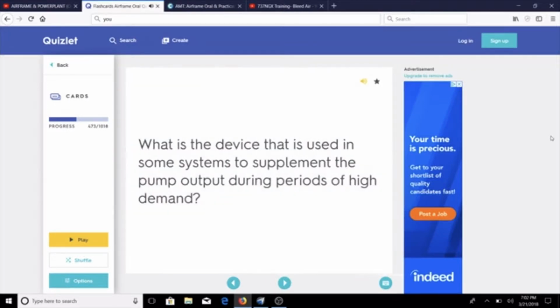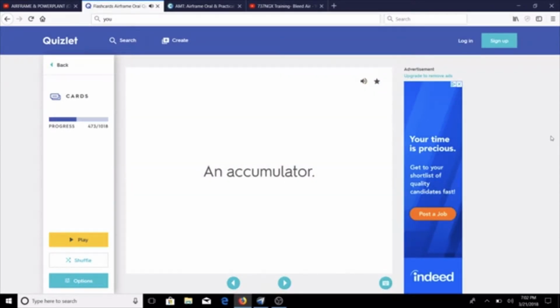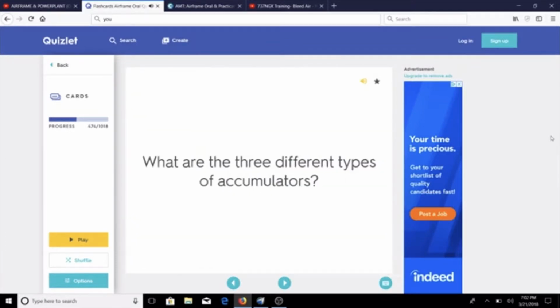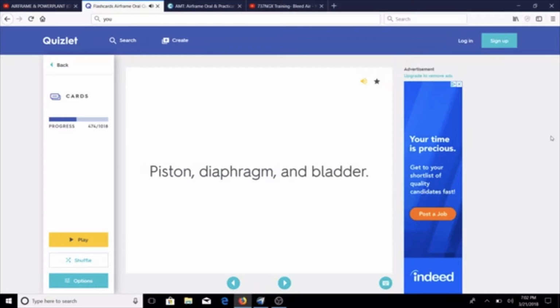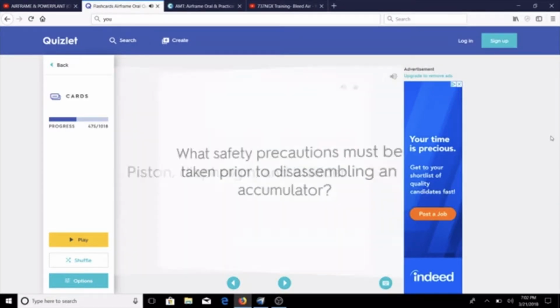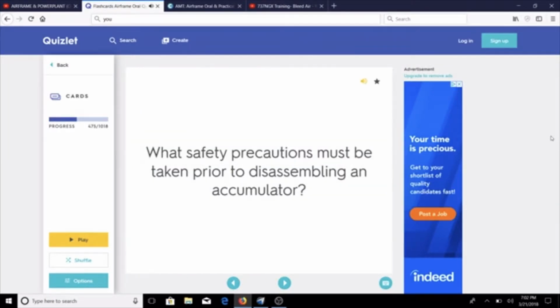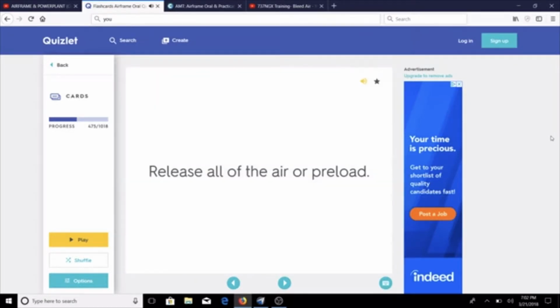What is the device that is used in some systems to supplement the pump output during periods of high demand? An accumulator. What are the three different types of accumulators? Piston, diaphragm, and bladder. What safety precautions must be taken prior to disassembling an accumulator? Release all of the air or preload.